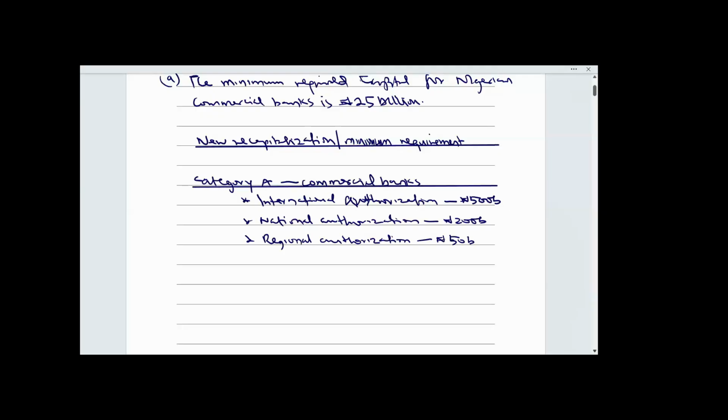Then for category B, like I said, these are merchant banks. And then their threshold. What is the threshold under the merchant bank? We only have one category here, which is national, and the threshold is 50 billion naira.